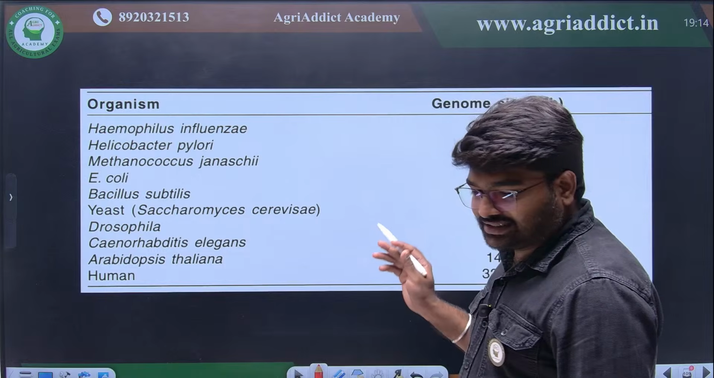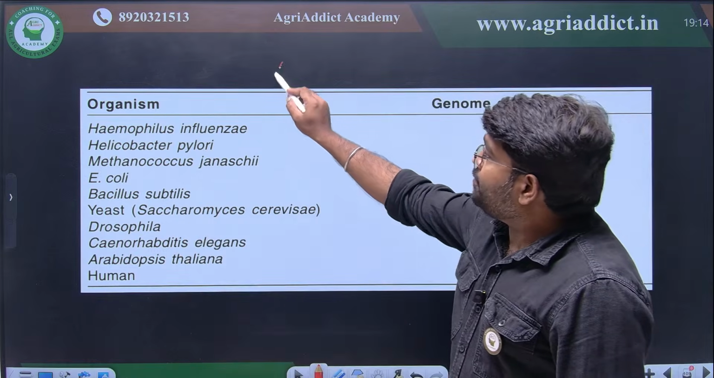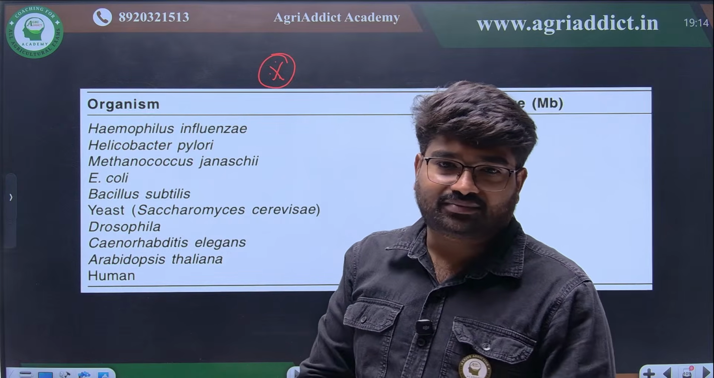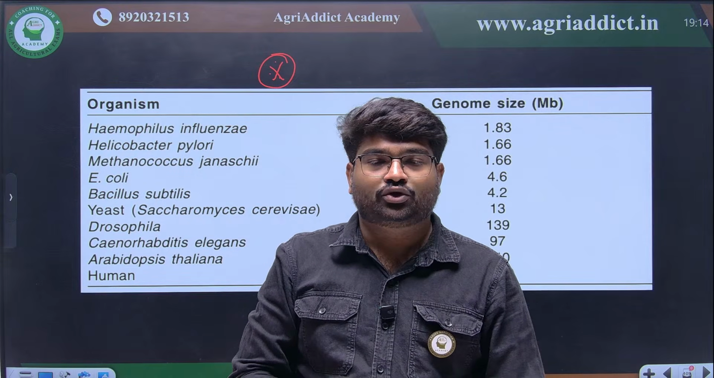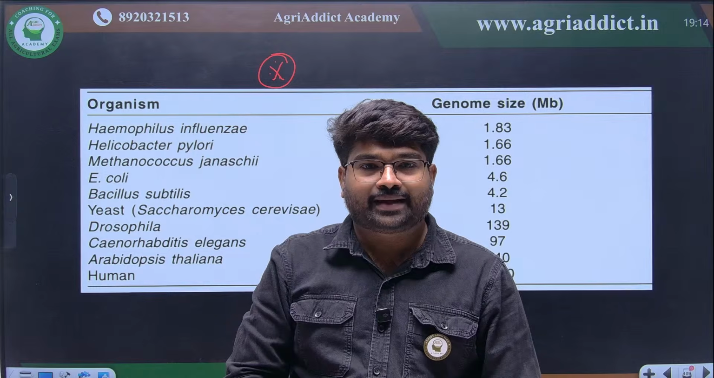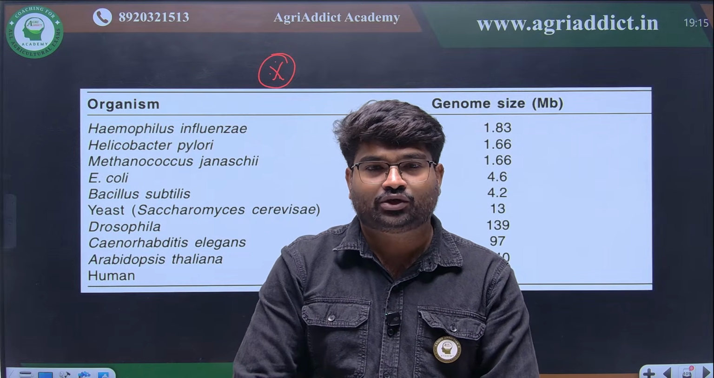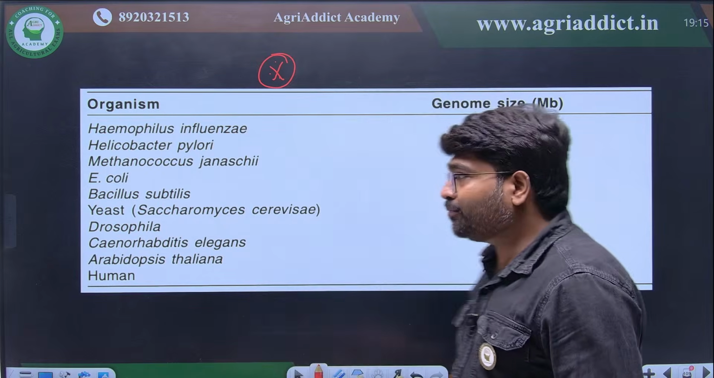Before going to that, one important thing. You have to know the size of the genome for each and every organism, at least for major cultivated crops. What is the size of the rice genome, the wheat genome? These are key questions they can ask. In match the following, they will ask this question, so you have to remember the genome size.